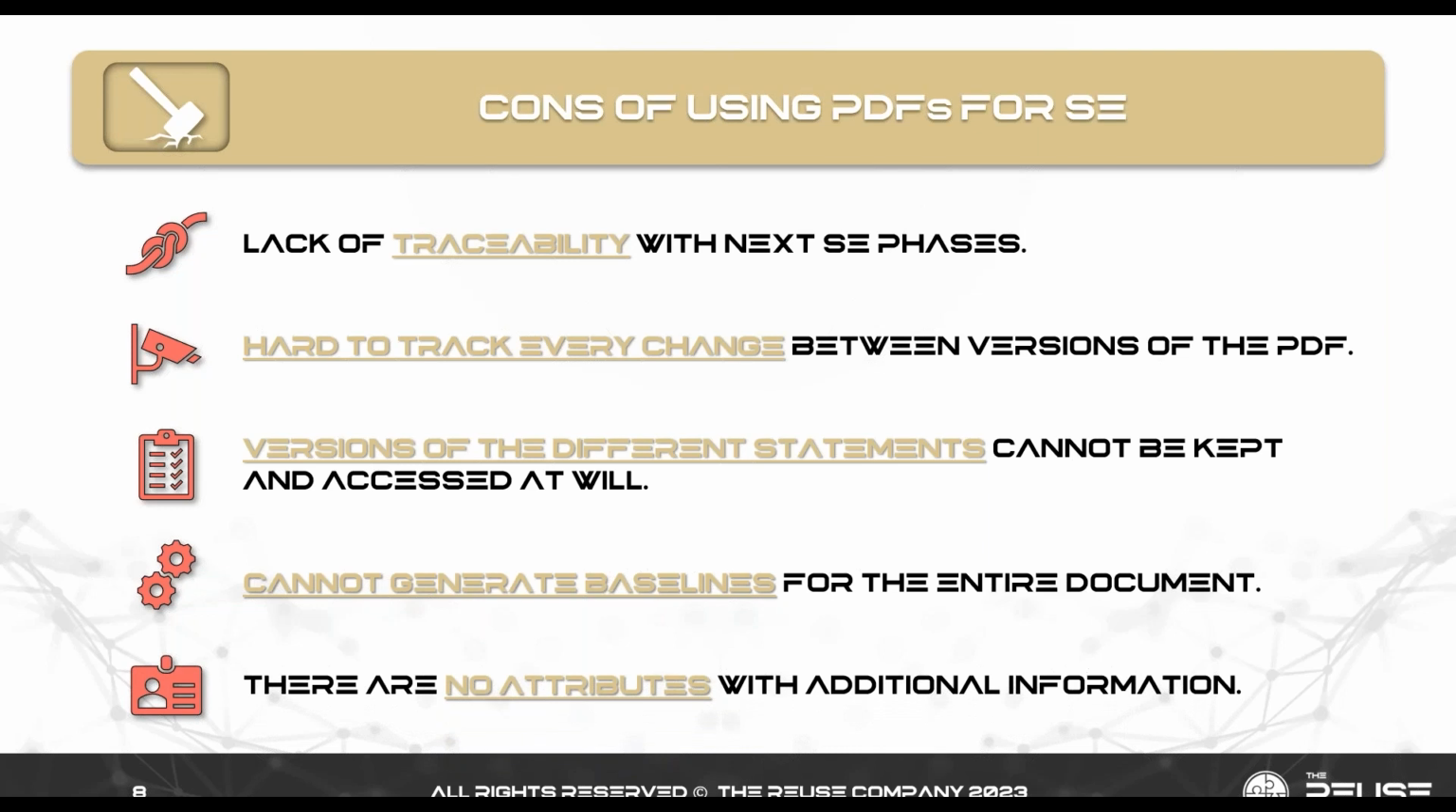And for the last one, it is of course that these different statements or work products, let's say, do not have the possibility to be added attributes, right? So you do not have, let's say, an easy and accessible way to provide additional information for each particular item, okay?